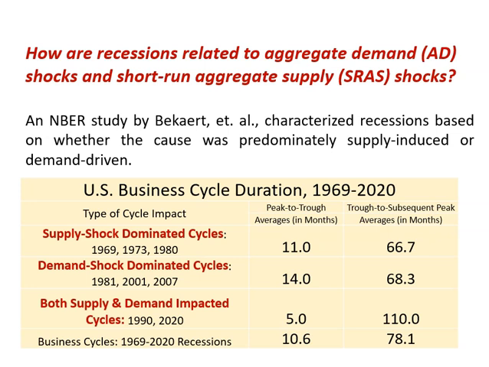Their study classified the 1969, 1973, and 1980 recessions as primarily supply shock-dominated business cycles. Their study classified the 1981, 2001, and 2007 recessions as primarily demand shock-dominated business cycles. The 1990 and 2020 recessions were classified as both supply and demand-impacted business cycles. Interestingly, recessions were the shortest, on average, for the dual-dominated cycles, and the longest for demand-dominated cycles.